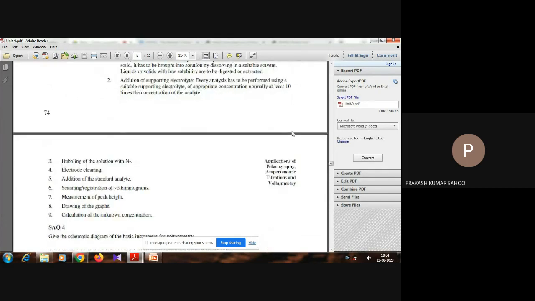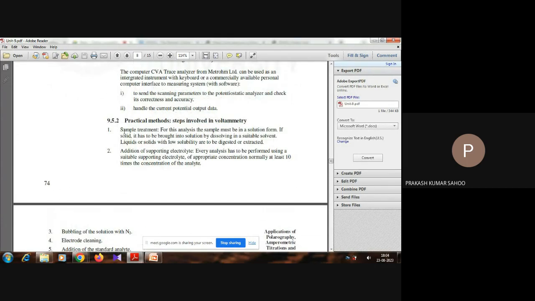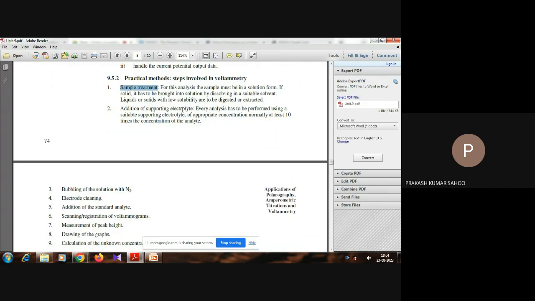Then what are the practical steps? There is sample treatment first in voltammetry. For this analysis, the sample must be in a solution form. Then we have the addition of supporting electrolyte, generally potassium nitrate, at 10 times the concentration of the analyte. This is very important. This is at least 10 times.